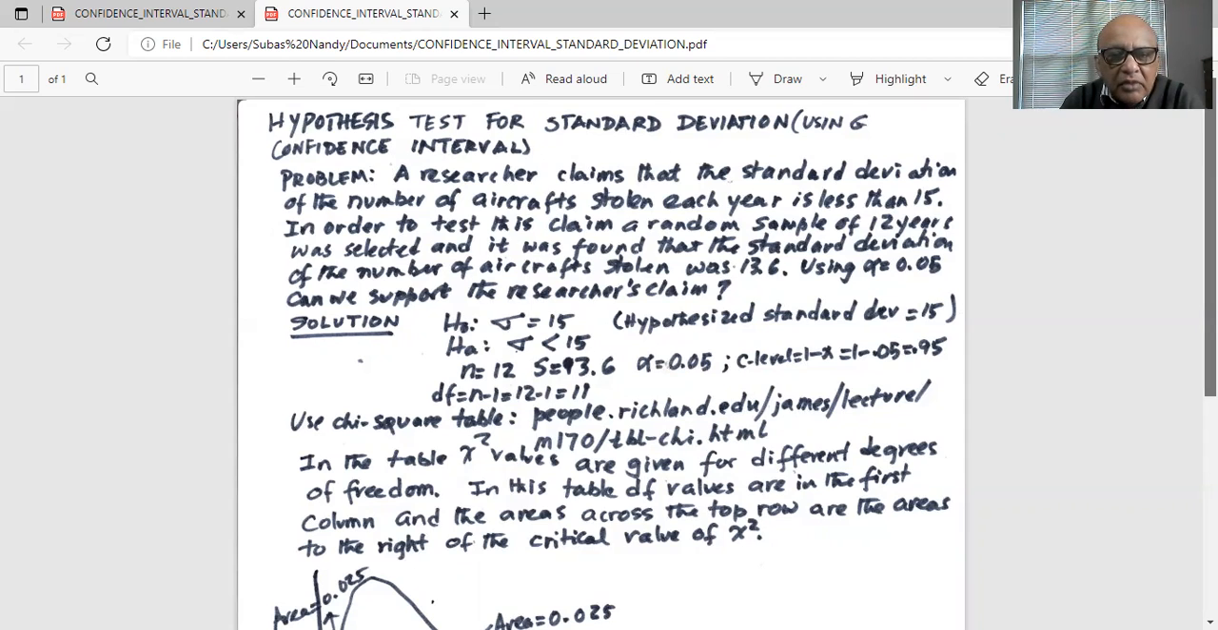The data that we have been given is sample size n equal to 12. Standard deviation is 13.6. Alpha is the level of significance. Its maximum probability of rejecting H0 when it is true is 0.05. The confidence level is 1 minus alpha. 1 minus 0.05 is 0.95.